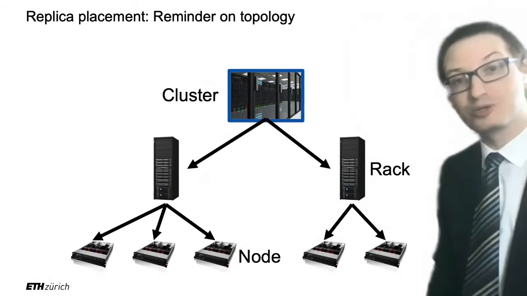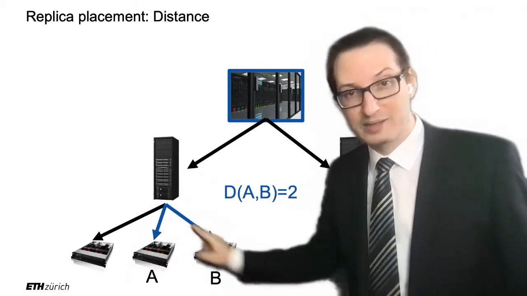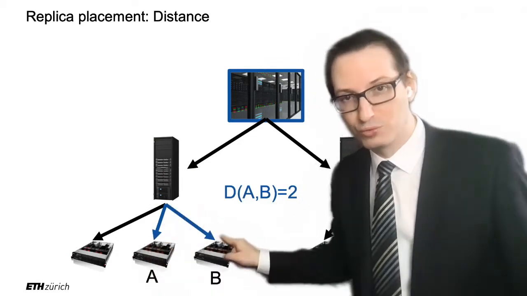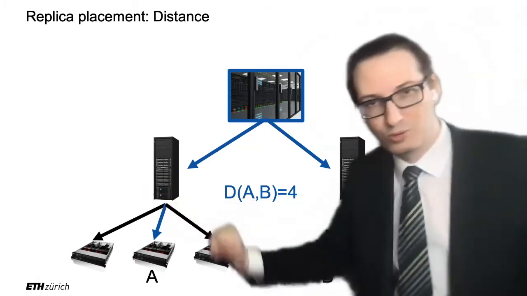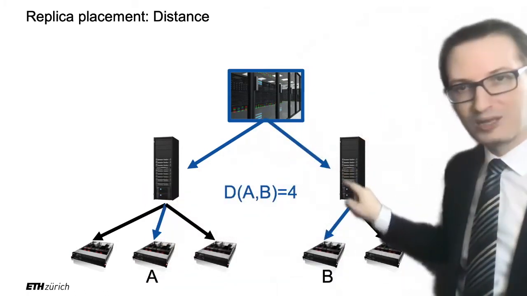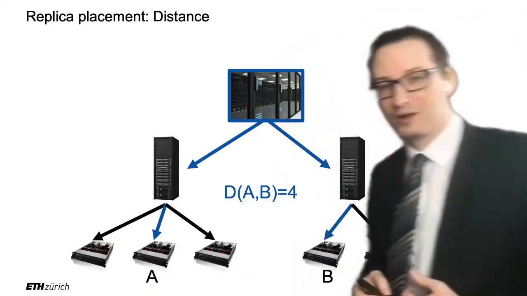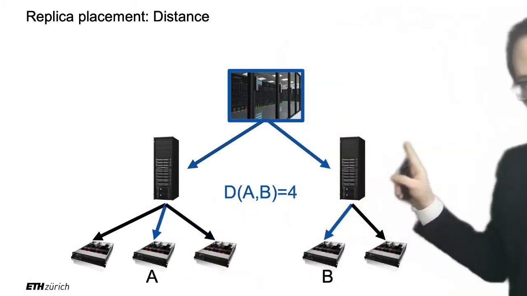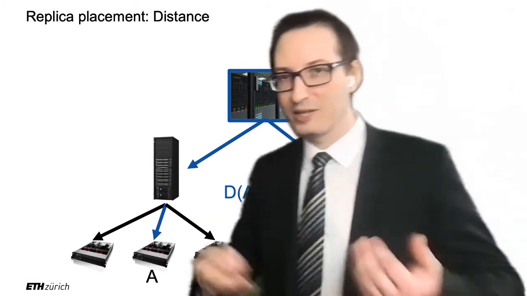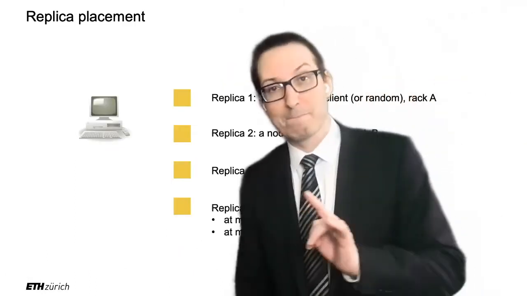This is why we need the notion of distance. Two nodes in the same rack, in the same tower, will have a distance of 2, 1, 2 on that illustration. If you take one node here and one node there, it's 1, 2, 3, 4. So we have a distance measure that tells us how far away 2 nodes are. This is very close because they're on the same rack. This is further away because they are on different racks. You can even add the notion of room, or data center if you want, to have larger distances.